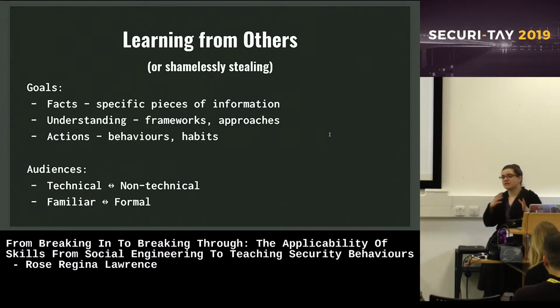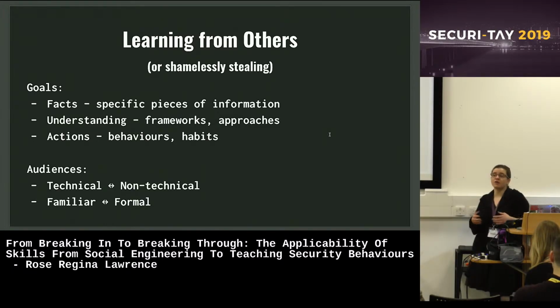different kinds of situations have different goals in terms of what people are learning. Sometimes it's just about facts. Sometimes it's broad frameworks. Sometimes it's about behaviors and habits. And you also have different kinds of audiences. Some of them are more technical. Some of them are less technical. How familiar you are or how formal of a setting it is all make a difference. So just be mindful. If you see something that works really well, it may only work really well for that kind of learning or for that kind of audience.